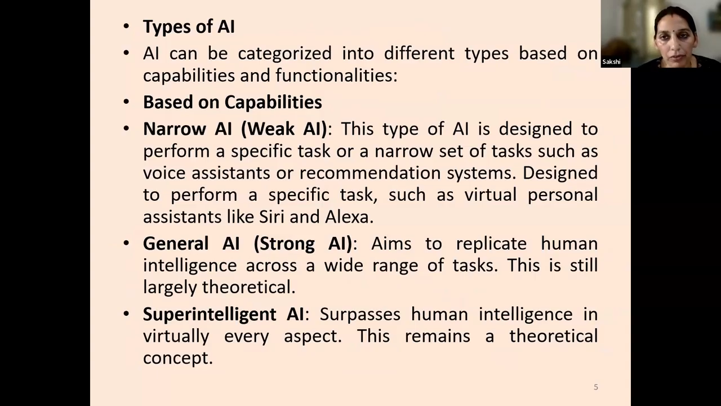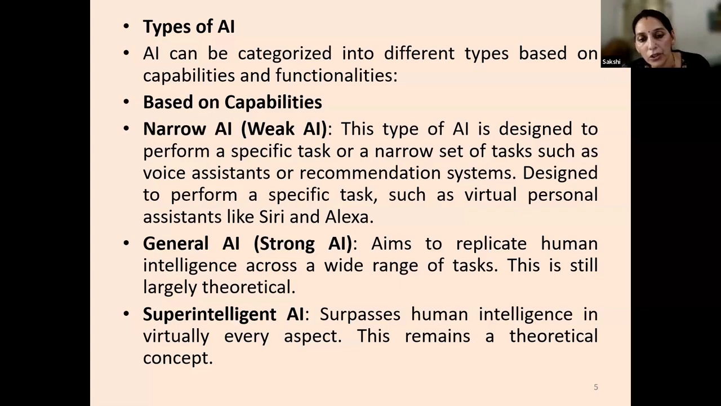AI can be categorized into different types based on its capabilities and functionality. Narrow AI. This is a weak AI. It is designed to perform a specific task or a narrow set of tasks, such as voice assistants and recommendation systems. Examples are Siri and Alexa.